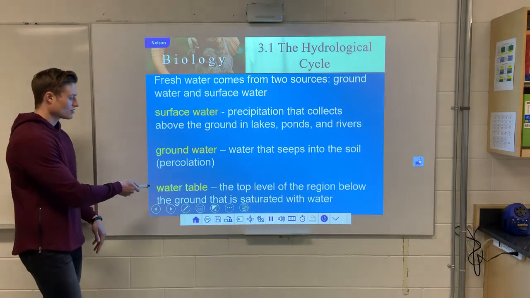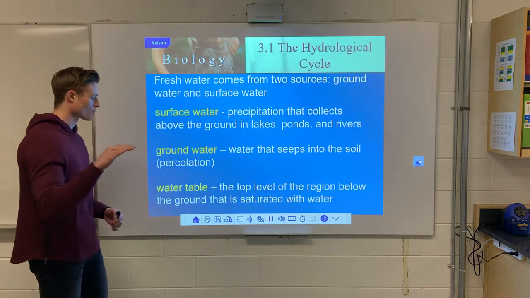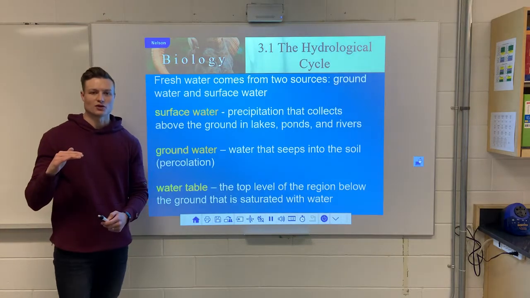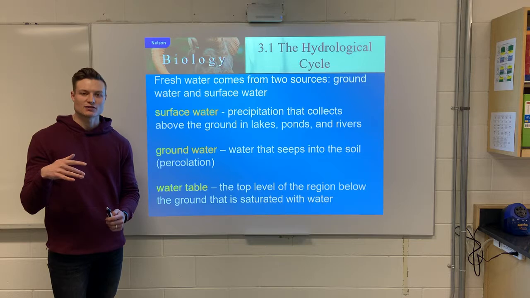Now the water table, I've mentioned this a couple times, is basically the top level of where the water is located below the soil, right? So if it's a high water table, plants might be able to get in there with some shallow roots.